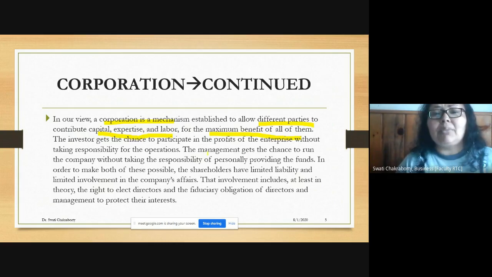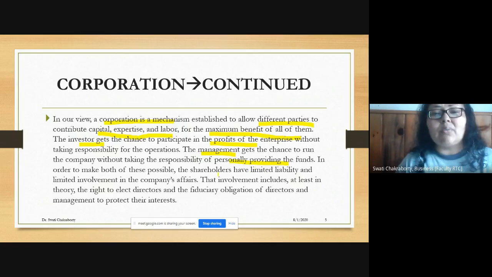So who are the people involved there? For instance, we have the shareholders or the investors. They provide their money to get a share of the profit, but they are not responsible for the operations of the organization. The management is responsible for the operations, but they do not take responsibility for the money coming from the investors or shareholders.